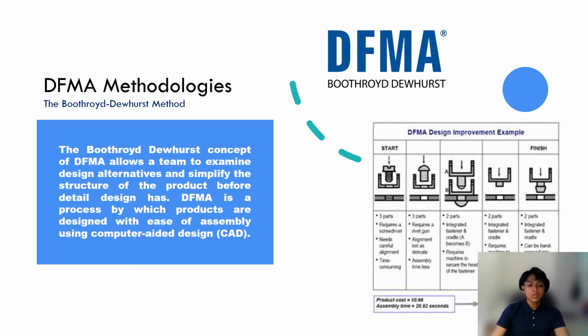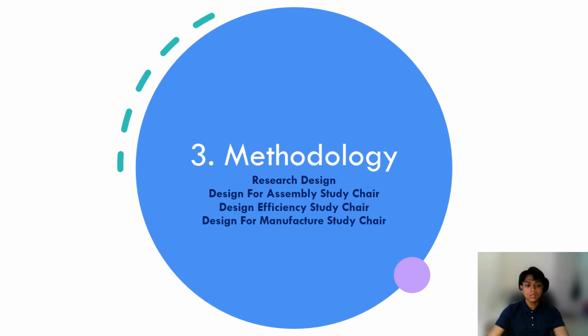So the table here shows an example of how the Boothroyd-Dewhurst function works, starting from the screw, with the finished product having simplified components. That's the methodology. The content is research design, design for assembly of the study chair, design efficiency of the study chair, and design for manufacture of the study chair.